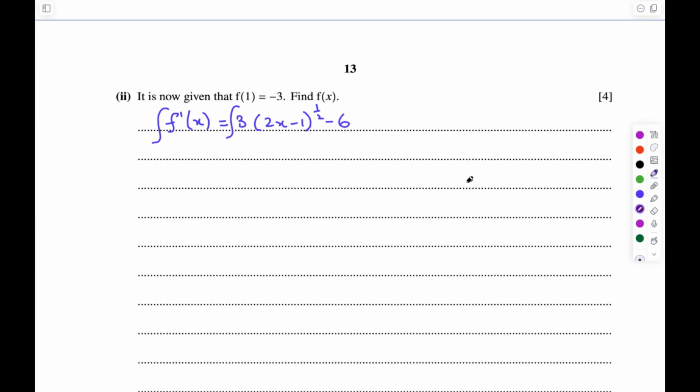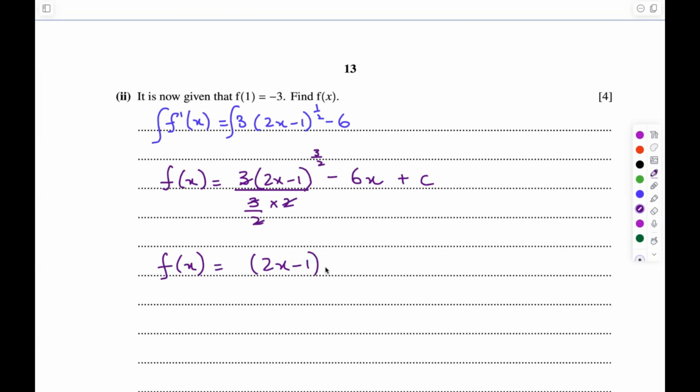So integrating f dash of x, f of x will be equal to, when we integrate, we increase the power by 1. So that will become 3 upon 2. We will divide it by the new power, which is 3 upon 2, and also multiply it with the derivative of 2x minus 1, which is 2. So 2 and 2 will cancel, 3 and 3 will cancel, and integrating minus 6 will become minus 6x. And we'll add a constant, plus c. So f of x will be equal to (2x minus 1) to the power 3 upon 2 minus 6x plus c.